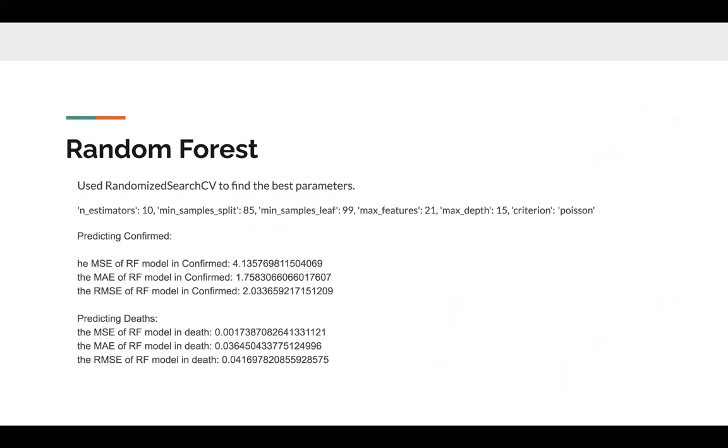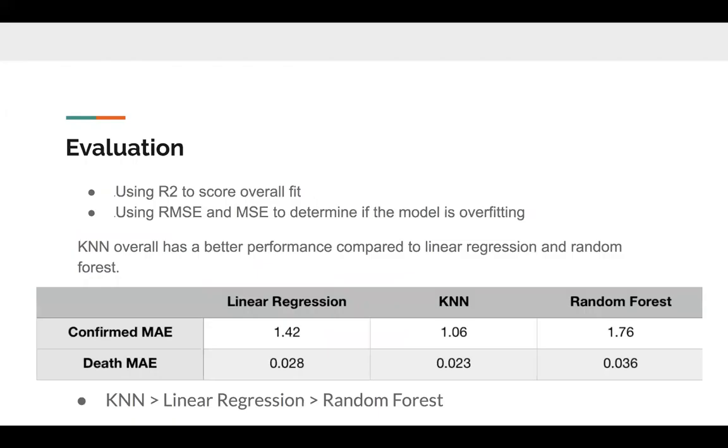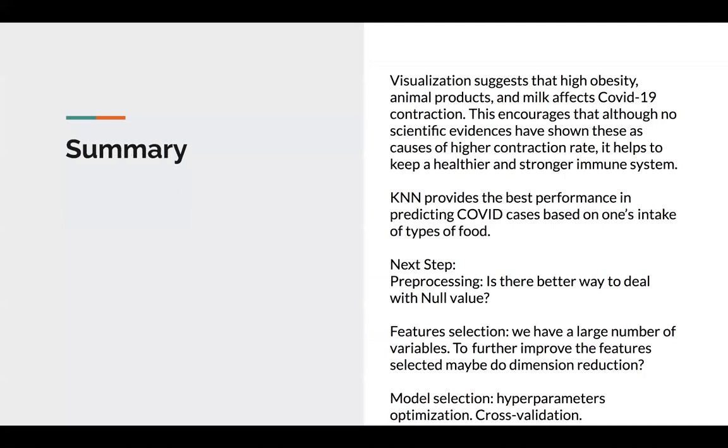To evaluate and compare the models that we chose, we mainly focus on RMSE and MSE to determine if the model is overfitting or not. As a result, KNN, and in detail when K equals 12, overall has a better performance compared with linear regression and random forest. In conclusion, we think that visualization suggests that high obesity, animal products, and milk affect COVID-19 contraction.